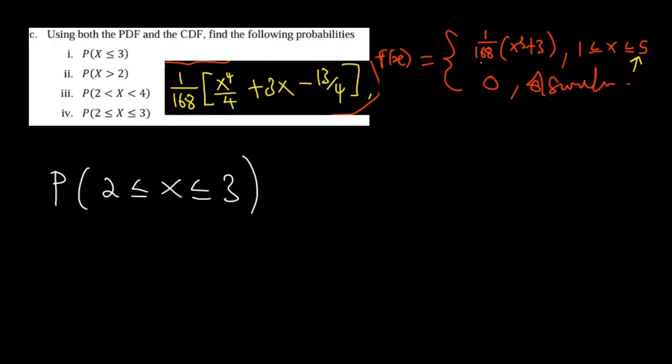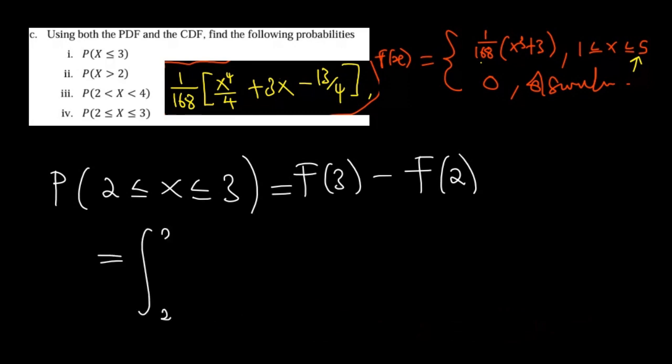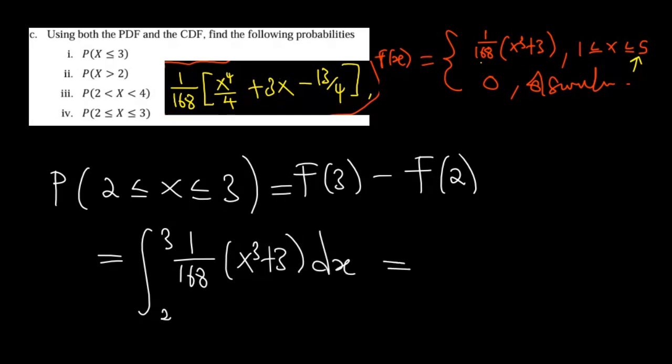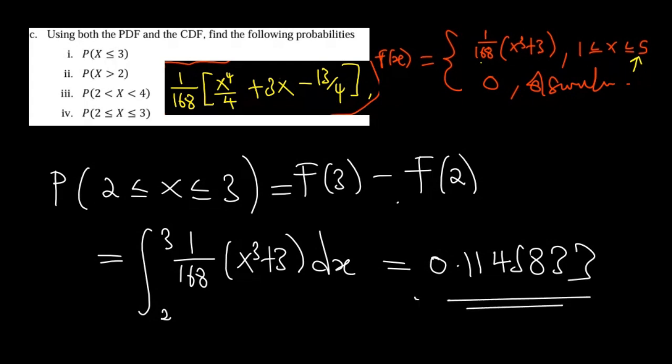By the CDF method, this will just be f of 3 minus f of 2. By the PDF method, this same thing will be the integral from 2 to 3 of 1 over 168 times x to the power 3 plus 3, dx. Both of these should give you the same answer, so you should try it out. It should give you 0.1145833. So we are done with the probabilities. That's how you find them.